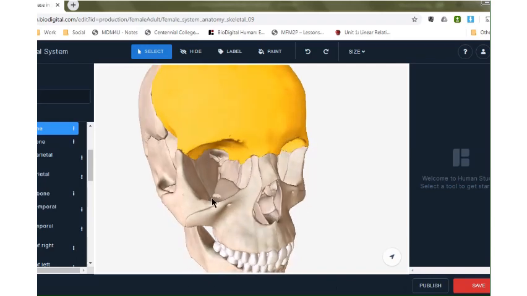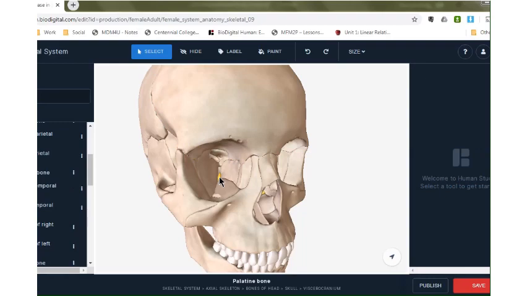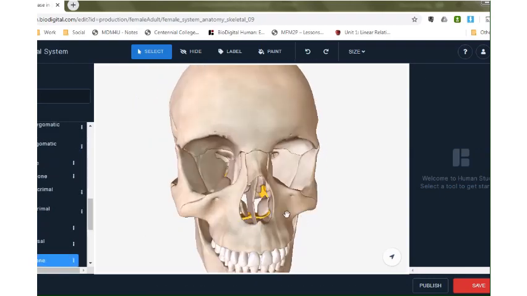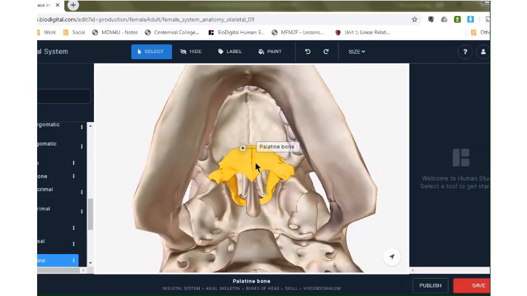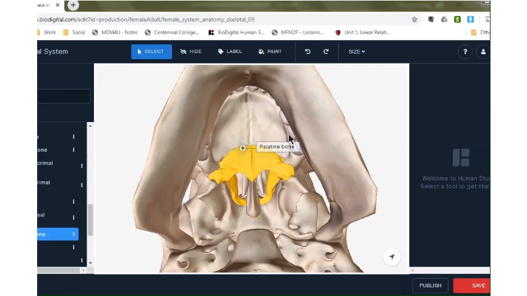And then there is another one that's very tiny here. You can't really see it too well, but if I click on it, you see a little bit of it. That's actually your palatine bone. And if I rotate the skull like this, you can see the palatine bone. You might remember that from the digestive system, that it will fuse with the maxilla. Together, they form your hard palate.